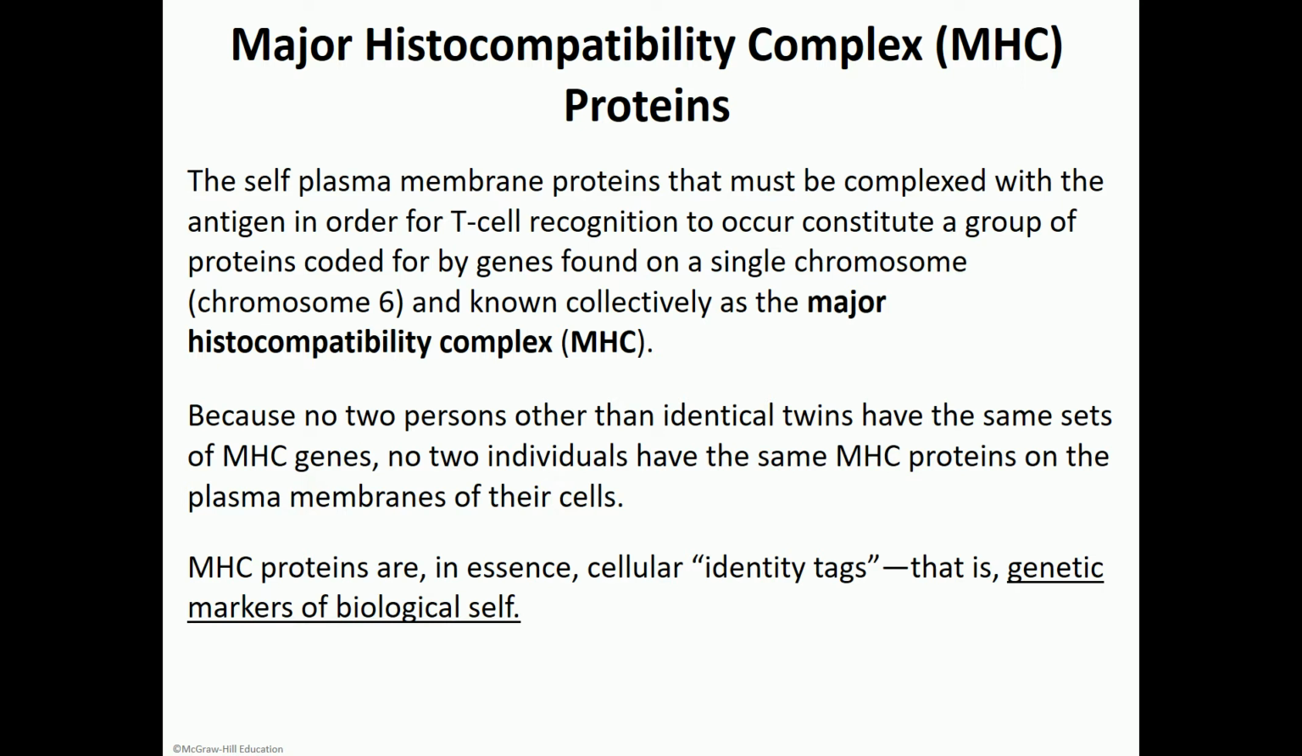And that's why when we perform an organ transplant, you want to get cells that are as close as possible to your own MHCs. So if there's no identical twin, well, maybe a sibling or a parent and so on. So basically your MHCs are the genetic markers of your biological self.